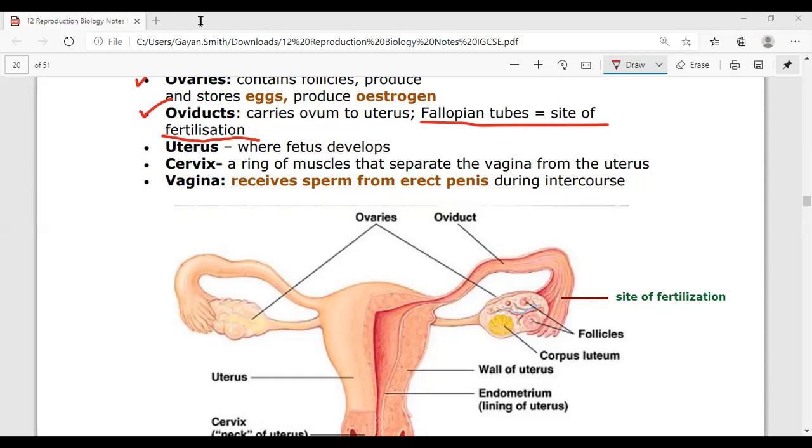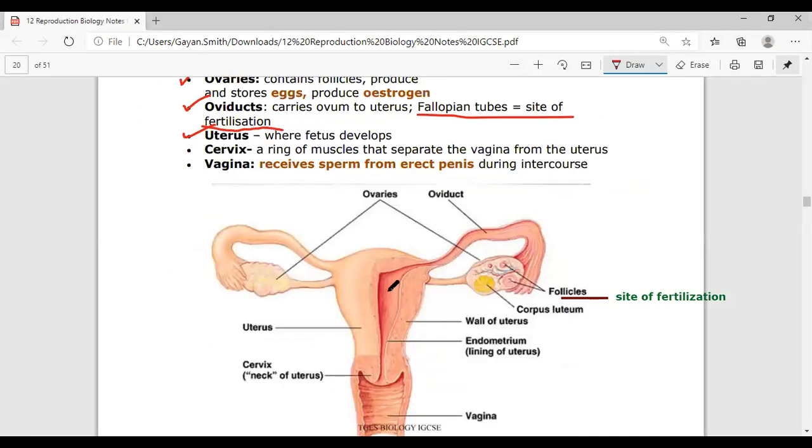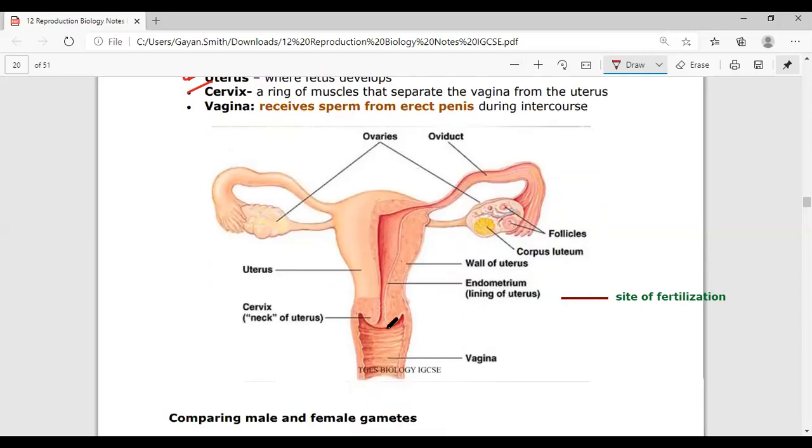Now, continuing, the uterus is where the fetus develops, right? So right here is the uterus. The job of the uterus is to house the fetus for the 9 months, to nourish it, and to protect it. The cervix is found at the bottom of the uterus. So down at the very bottom of the uterus is the cervix, also known as the neck of the uterus. This is the entrance to the uterus.